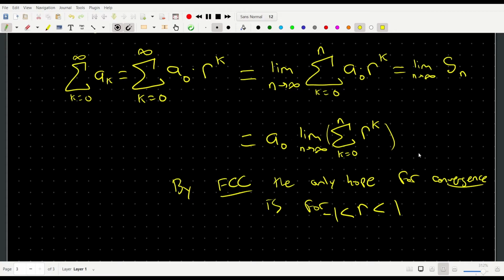And the reason for this is that r to the power k only goes to 0 when r is in this interval from -1 to 1. So by the fundamental convergence criterion, for any other value of r that you try and do this infinite series with, the infinite series is going to diverge.